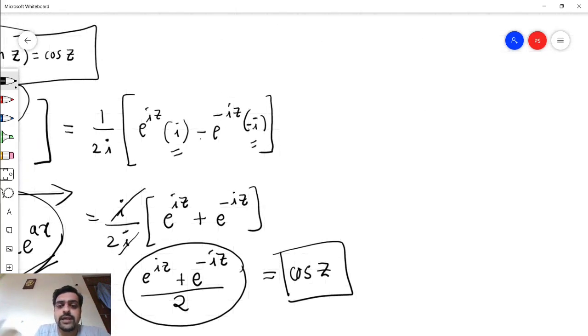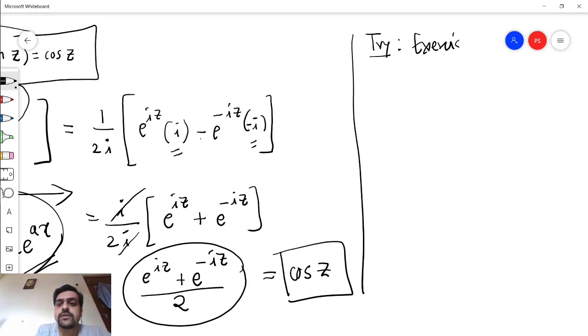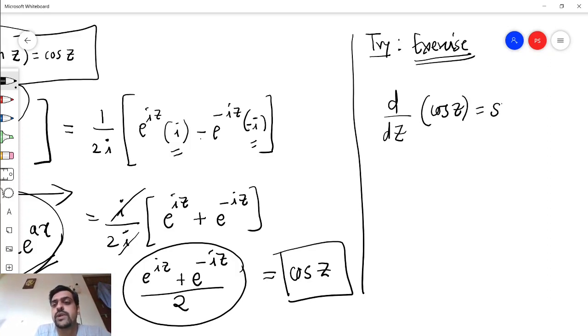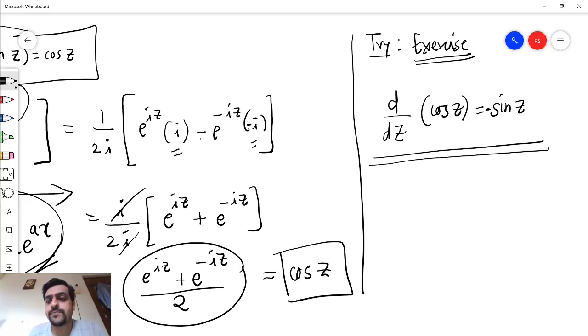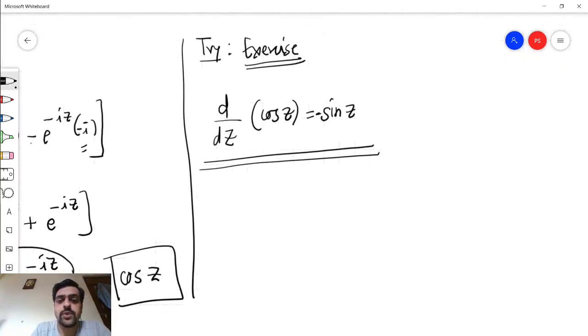Now as an exercise, you all should try to prove the converse. That is, you should try to show that d by dz of cos z is equal to minus of sin z. So this goes as an exercise. Now we will move ahead to prove some other results or to solve some other problems.